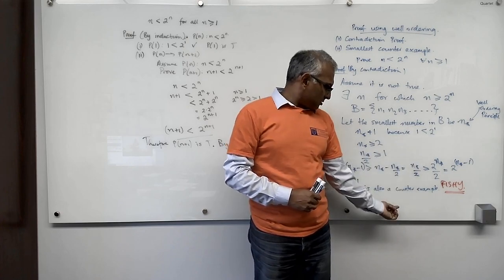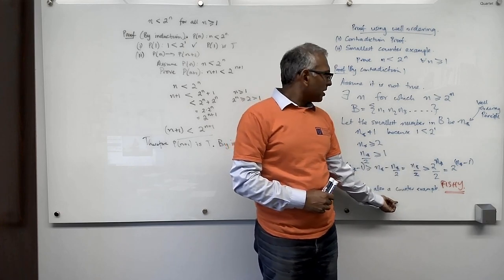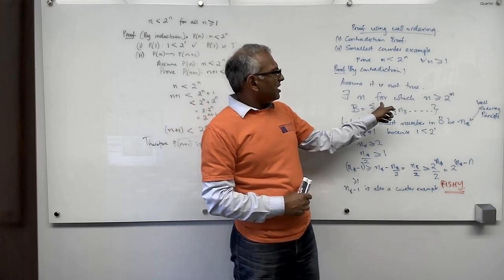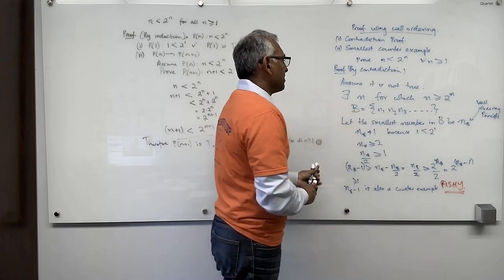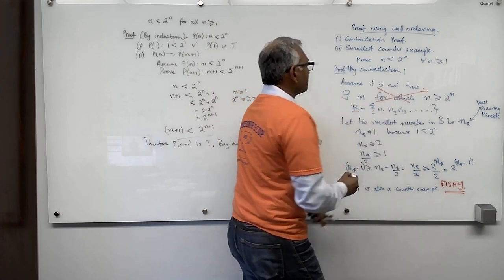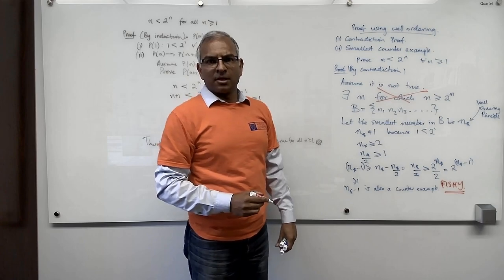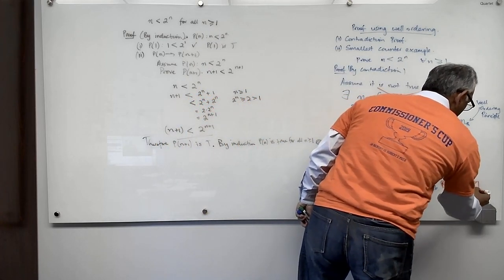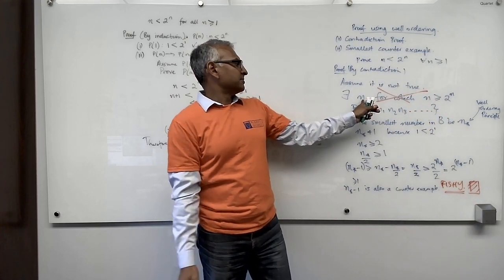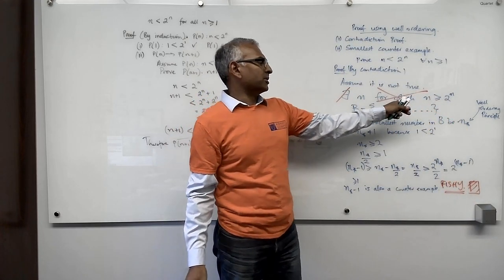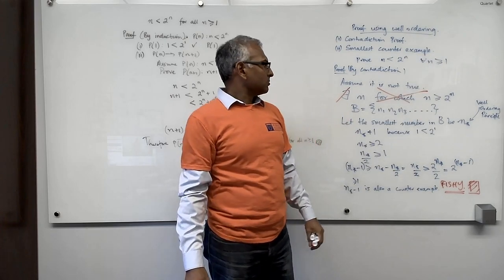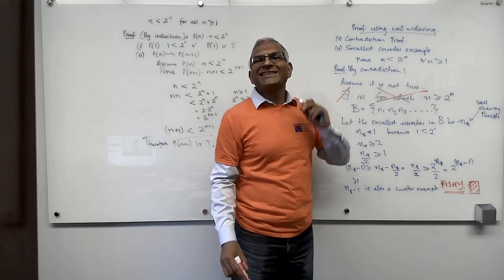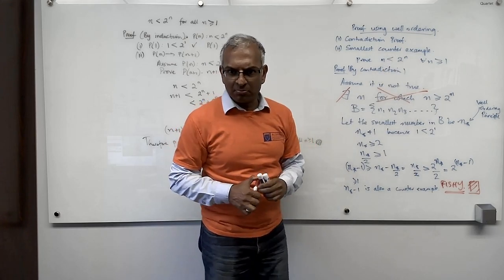And since we have gotten to some nonsense, it means that our original assumption, that there exists an n for which n is greater than or equal to 2 to the n, must be false, which proves the original claim, because we have come to the contradiction. That's the end of the proof. There does not exist an n for which n is greater than or equal to 2 to the n. It means that for all n, it must be the case that n is less than 2 to the n. And that's the end of the proof.